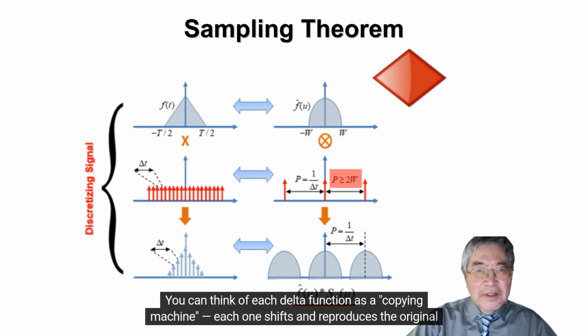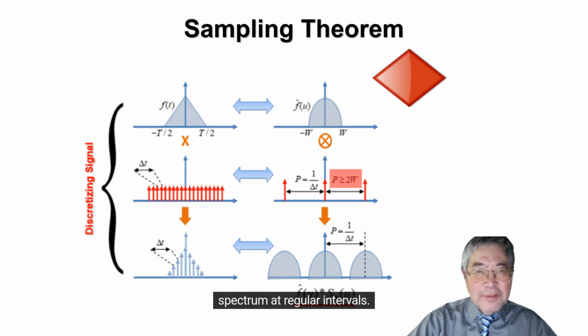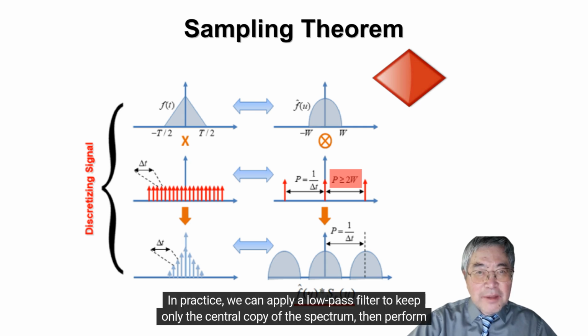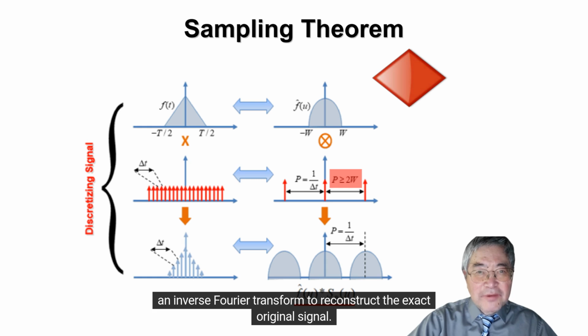You can think of each delta function as a copying machine. Each one shifts and reproduces the original spectrum at regular intervals. If the copies don't overlap, the original information is preserved perfectly. In practice, we can apply a low-pass filter to keep only the central copy of the spectrum, then perform an inverse Fourier transform to reconstruct the exact original signal.